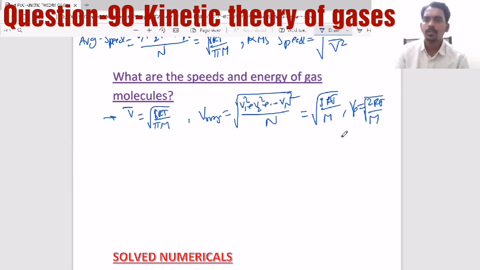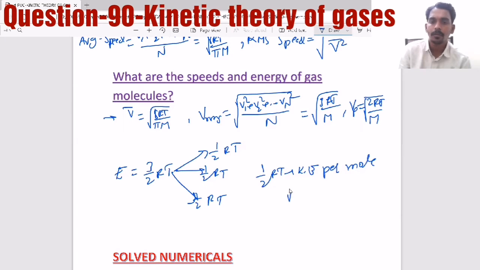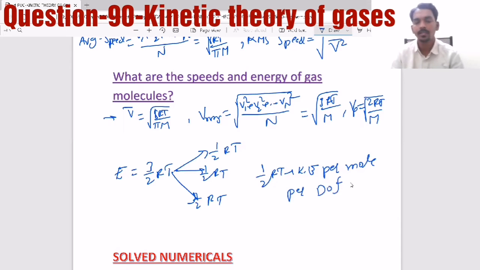And what is this most probable speed? Most probable speed means the most number of particles will acquire one common velocity. That common velocity is called the most probable velocity. And when you consider energy, we have taken 3 by 2 RT, and that we will divide as 1 by 2 RT, 1 by 2 RT, 1 by 2 RT. Now, 1 by 2 RT is the kinetic energy per mole per degree of freedom. This is called the law of equipartition of energy.